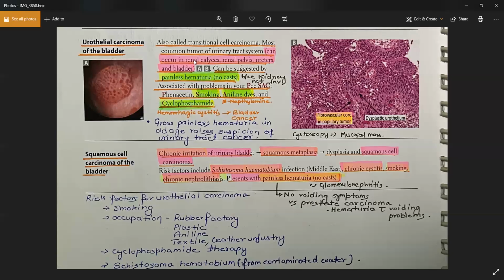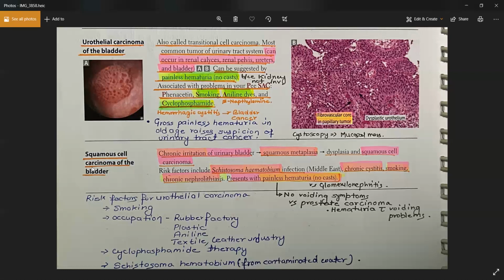Now you have the squamous cell carcinoma of the bladder. I told you that the calyces, pelvis, ureter, bladder are all lined by the urothelium, which is a specialized epithelium. So you always have a urothelial cancer, but you can also have squamous cell carcinoma. In order to get a squamous cell carcinoma, this urothelium must be converted into squamous cells first, right? And what is this term called, whenever one type of cell converts into another type of cell? Metaplasia.